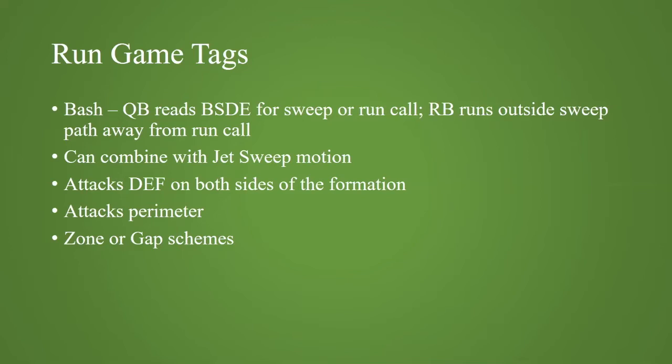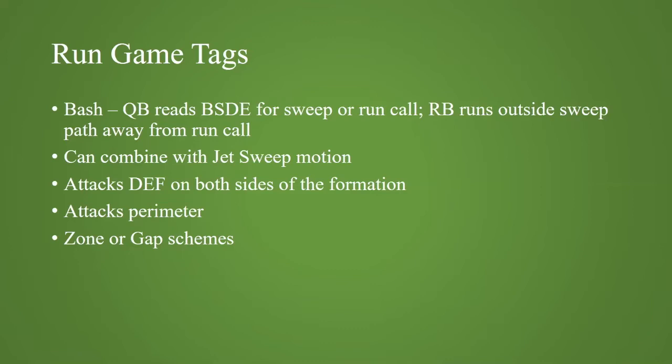All right. And your quarterback's going to read that backside defensive end to either hand the sweep or to execute the front side concept. It's almost like power read, but backwards. You're just reading the backside defensive end. You can combine it with jet sweep motion. This attacks the defense on both sides of the formation because you've got a sweep going out the backside, but you still have a front side run concept they've got to defend. It attacks the perimeter if you get the ball in that back's hands or on the sweep.